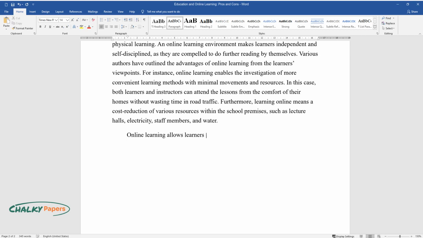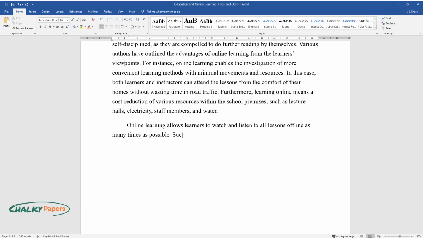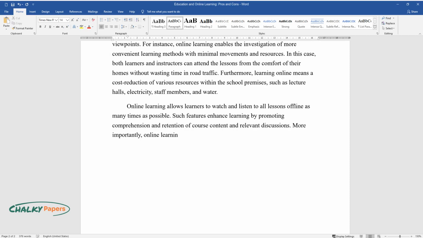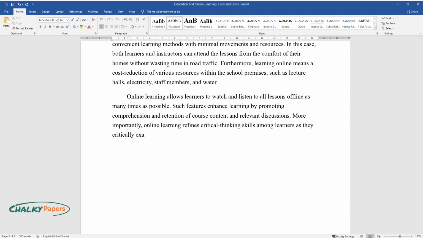Online learning allows learners to watch and listen to all lessons offline as many times as possible. Such features enhance learning by promoting comprehension and retention of course content and relevant discussions. More importantly, online learning refines critical thinking skills among learners as they critically examine what they do daily.